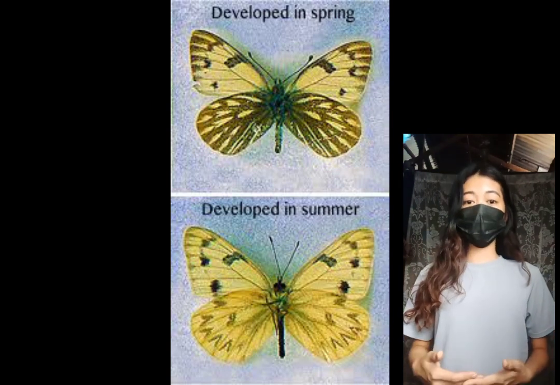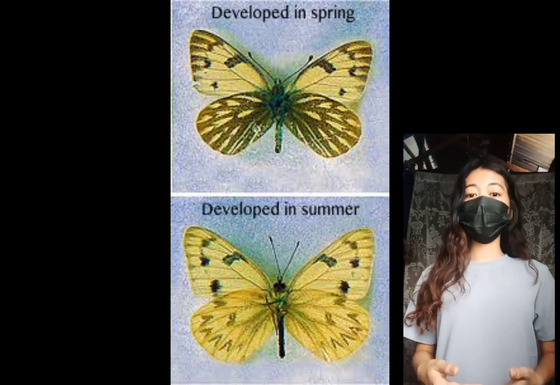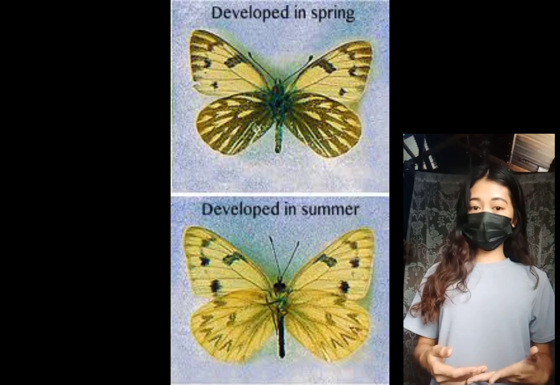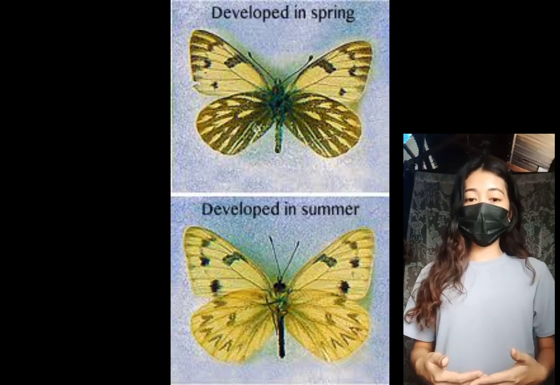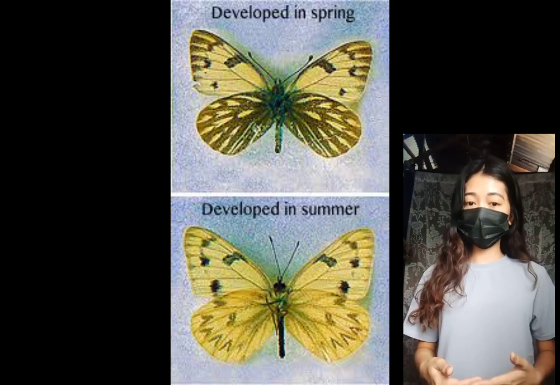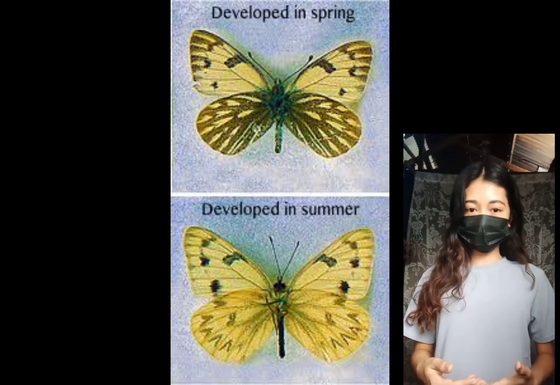In addition, the butterflies reared under blue light, and those reared in the dark, were larger than the other butterflies.